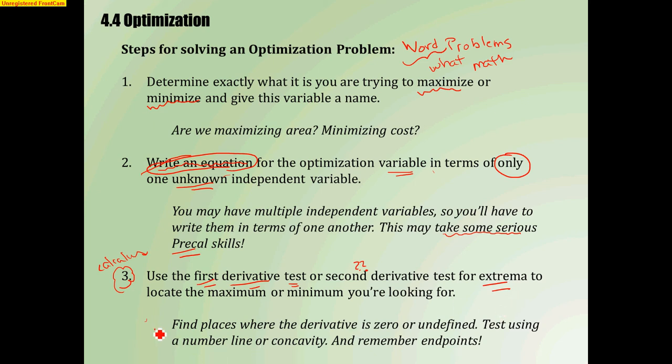So your job is to find the places where the derivative is 0 or undefined. Don't forget the undefined. We didn't have to worry about that because we were dealing with a polynomial. Then you need to test them. Test values using a number line or the concavity test. And don't forget endpoints.